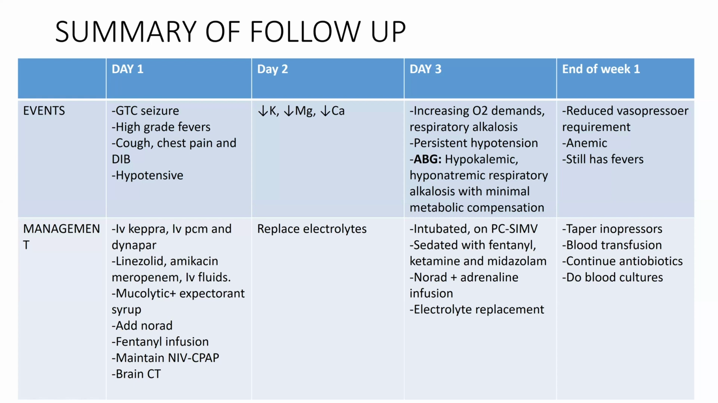So on day 3, our oxygen demand was really increasing and we started desaturating even on the non-rebreather. At 15 liters, the maximum we could go was 88. An ABG at this point was requested, which showed hypokalemic, hyponatremic respiratory alkalosis with very minimal metabolic compensation. And at that time, a decision to intubate the patient was made. And after intubation, he was placed on PC-SIMV.